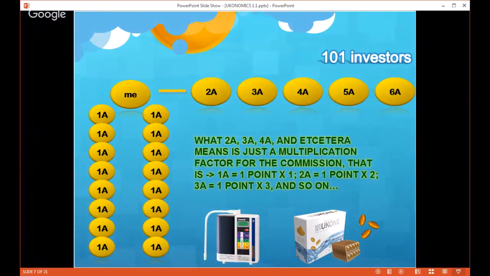Now, what does this mean? So 2 is the multiplier and A is the commission. For example, if the commission is $40, that'd be 2 times 40, or $80. 3 times 40, or $120. 4 times 40, $160. 5 times 40, $200. 6 times 40, $240. Okay?